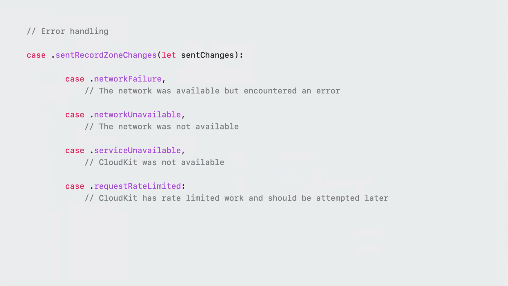Network failure, network unavailable, service unavailable, and request rate limited are examples of transient errors that the sync engine will handle for you. You'll still receive these errors for your awareness, but you do not need to take action in response to them. The sync engine will automatically retry for these errors when system conditions permit.